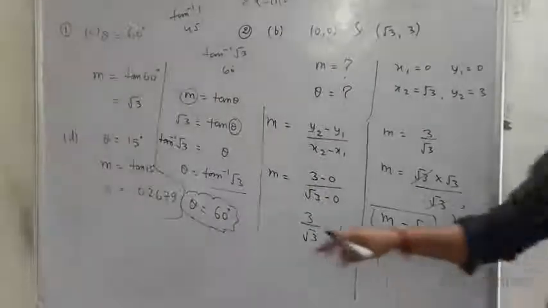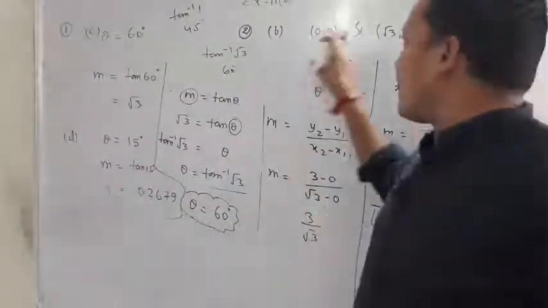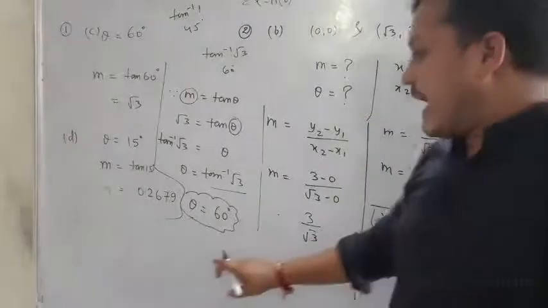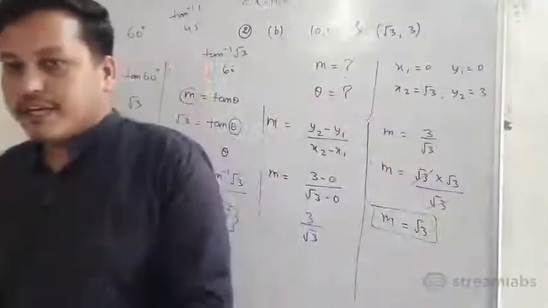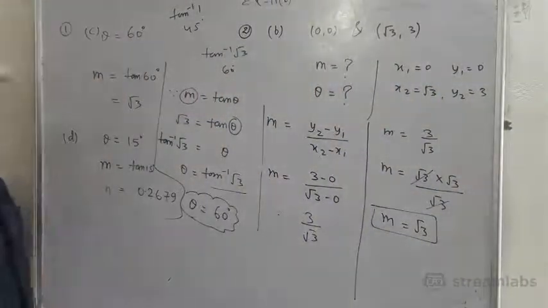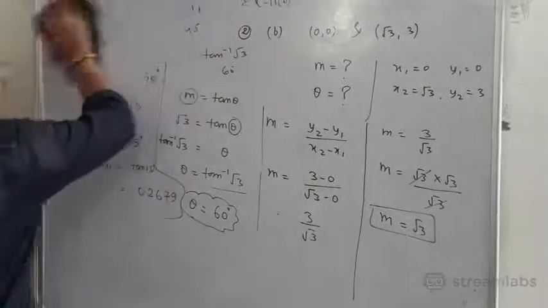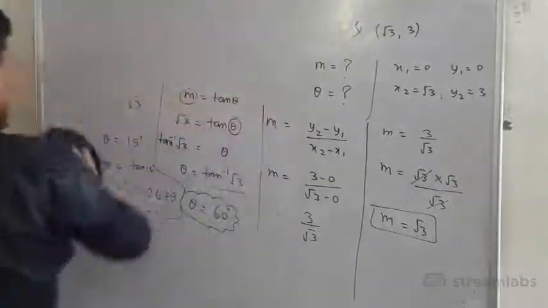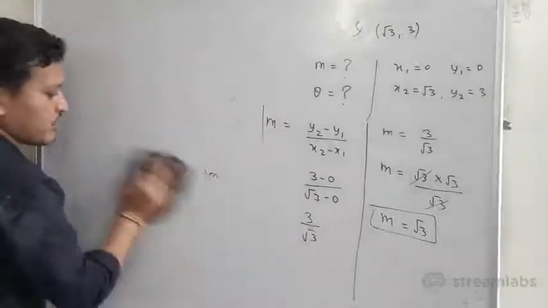So this is the answer, theta is equal to 60 degree. The slope of the line whose coordinates are given is √3 and the angle of inclination is 60 degree. So this is the question given in our book. Okay, second type of the question. So I hope you can solve the first question.